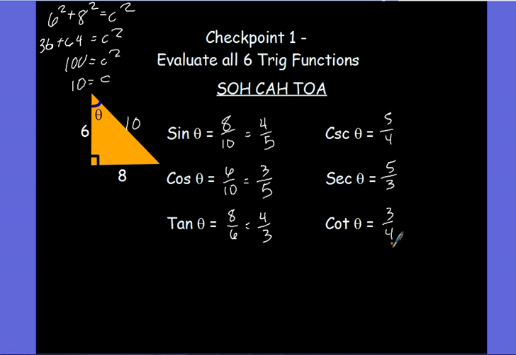So, I have a question. First of all, y'all guys understand this? Simple stuff, right? I have a question. If I make this bottom angle my theta, are my answers the same? No. Why not? Because my opposite and my adjacent switch, right? My opposite in this case would be 6, and my adjacent would be 8. Do you guys understand that? Any questions? All right, let's make it harder, yeah?